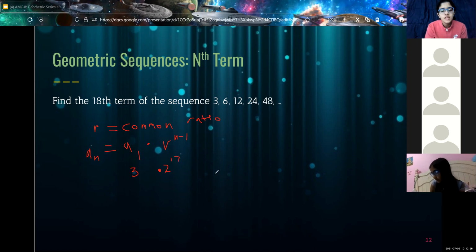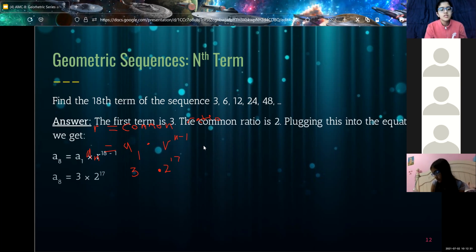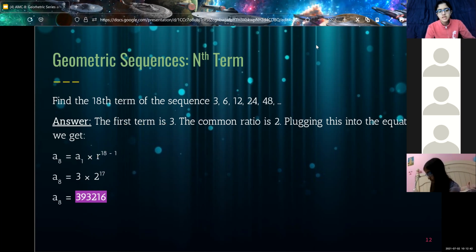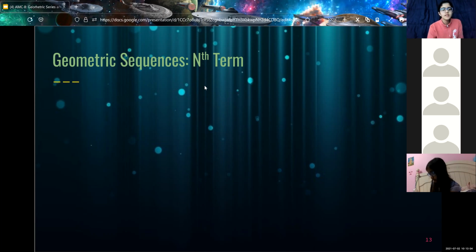So now we just have to solve this. So 3 multiplied by 2 to the power of 17 is just equal to 393,216. So yes, to the people who answered in the chat, you got the answer correct. Okay, I might have gone through that a bit too quickly for some people. So in the chat, does anyone have any questions? Okay, no questions. Okay, so I will move on then.